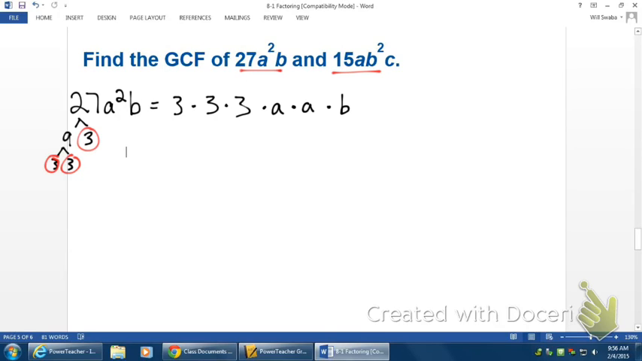Now, let's talk about the next term. 15 a and b squared. So if I want to use my factor tree, I'm going to go ahead and factor out 15. 5 and 3. 5 times 3 gives me 15. I cannot factor out 5 anymore. Can't factor out 3 anymore. So those are my numbers. Okay.